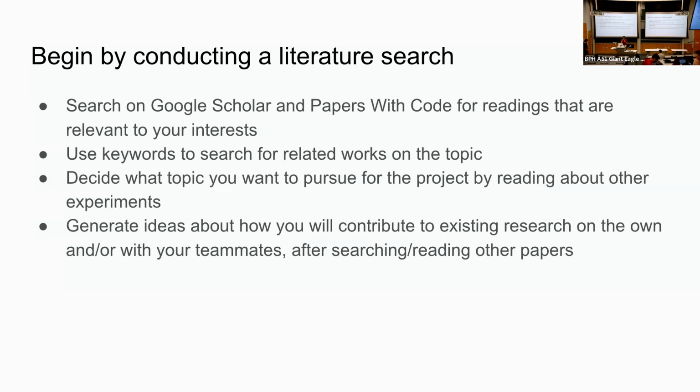So yeah, you should begin your project by discussing your literature review or literature search, and that'll include things you find on Google Scholar, Papers with Code, for readings that are relevant to what your project is on. Yeah, you should use keywords to search for related works on the topic. And yeah, you want to decide what topic specifically you want to pursue for your project by reading about what other experiments people are doing. Yeah, and right, you want to generate ideas about how you'll be contributing to existing research and what you'll be doing with your teammates in the context of this project.